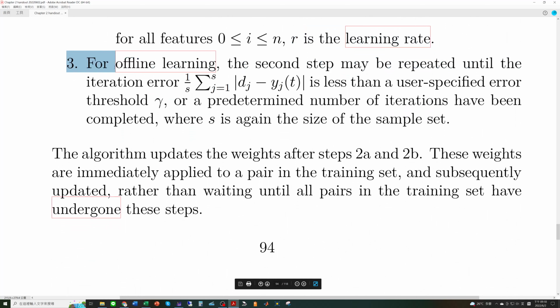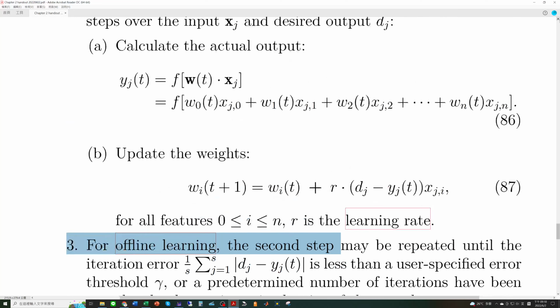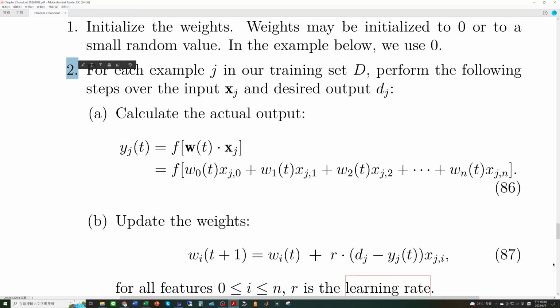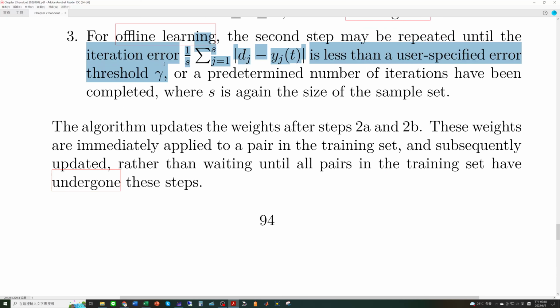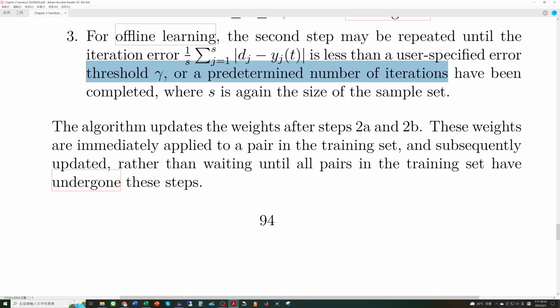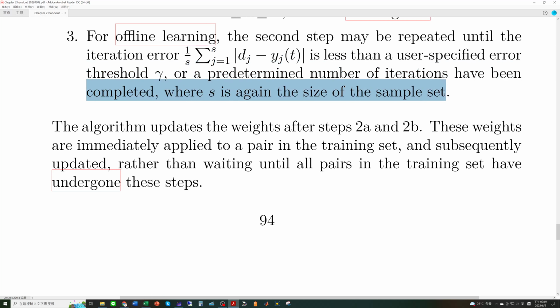Step 3. For offline learning, the second step may be repeated until the iteration error, 1 over s times the summation j equals 1 to s of the absolute value of dj minus yj of t, is less than a user specified error threshold gamma, or a predetermined number of iterations have been completed, where s is again the size of the sample set.